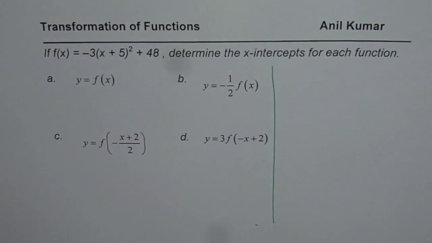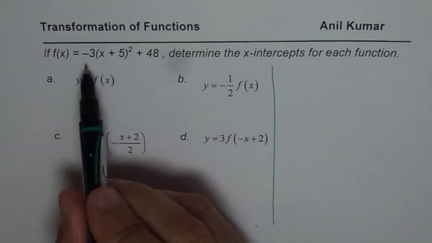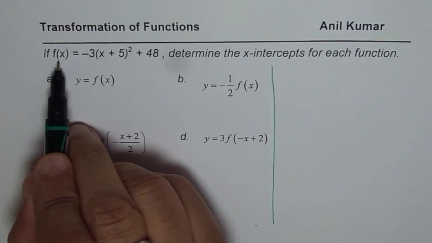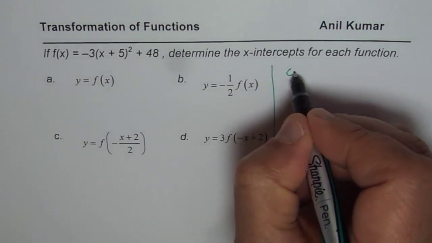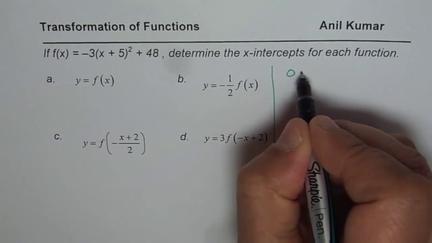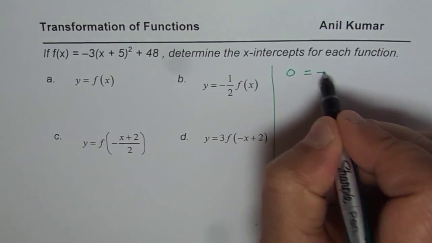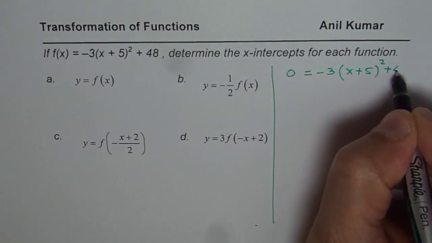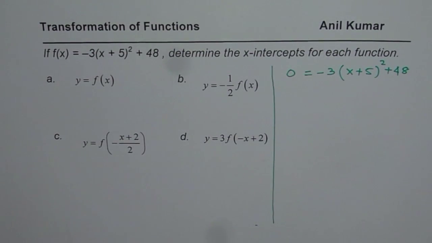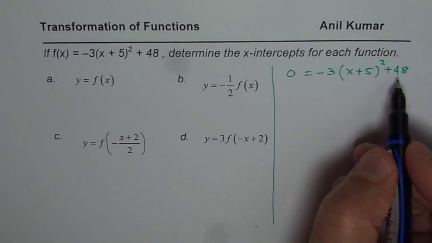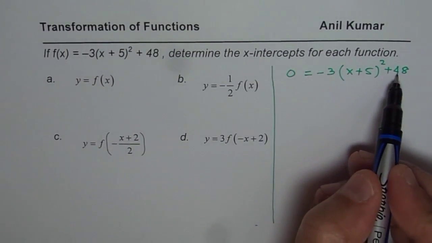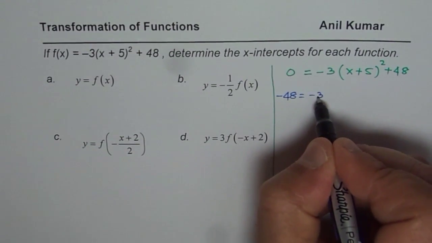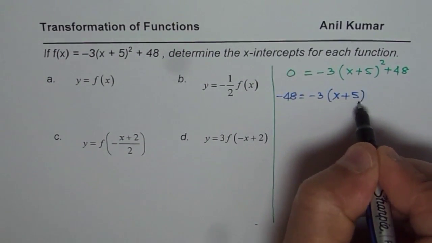Well, I've seen some students struggling at this stage to find x-intercepts when the function is given in vertex form. So let me write here f of x as 0, since at x-intercept y value is 0. So we will solve the equation 0 equals minus 3 (x plus 5) whole square plus 48, right? I'd like you to follow these steps carefully so that you always get them right. First step is take 48 to the left side, so it becomes minus 48 equals minus 3 times (x plus 5) whole square.